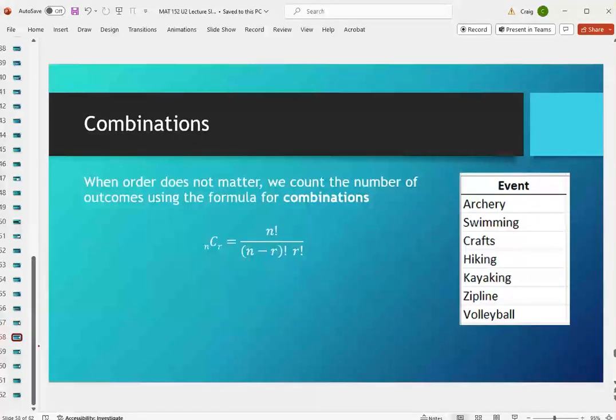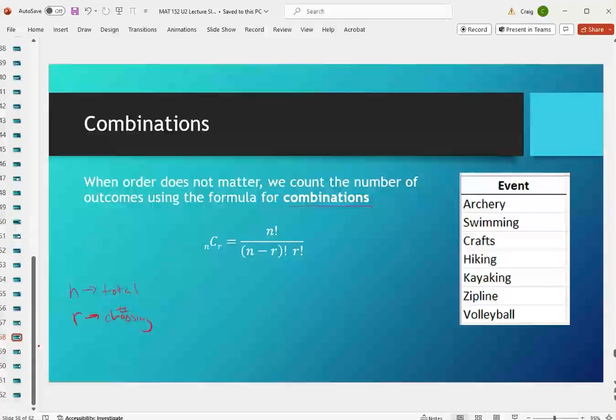When order doesn't matter, we use a formula for what's called combinations. How many different combinations of those 4 events, or of these 7 events, can we have if we choose 4 of them? In this case, N represents the total, and R represents the number that you're choosing. There are 7 events to choose from, and we're going to choose 4 of them. But it doesn't matter which order we choose those 4.